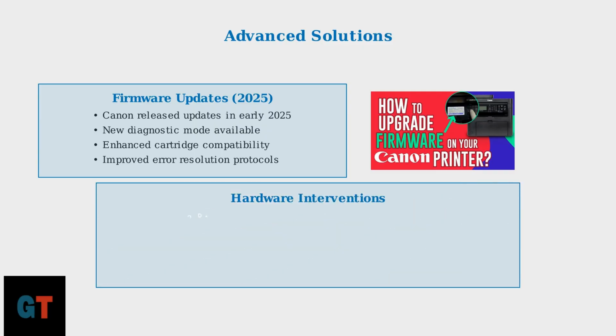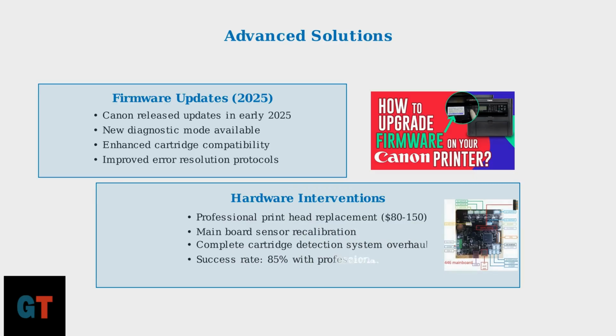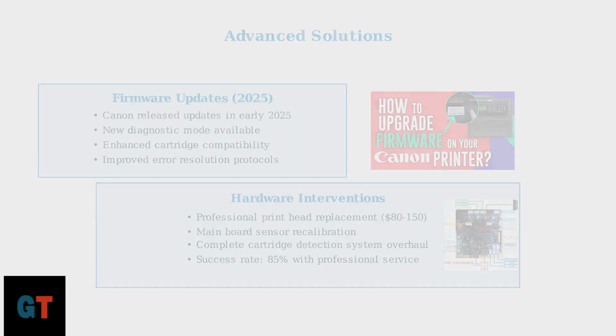When software solutions fail, hardware interventions may be necessary. Professional print head replacement costs between $80 and $150. Mainboard sensor recalibration and complete cartridge detection system overhauls are more complex procedures that typically require professional service with an 85% success rate. Prevention is always better than repair.